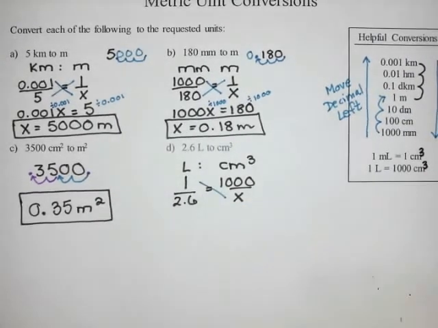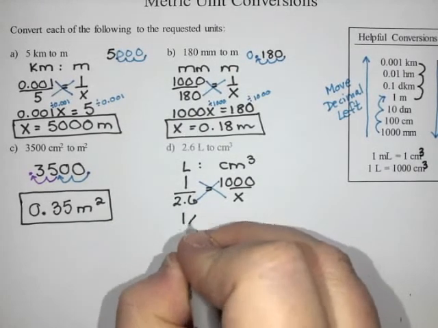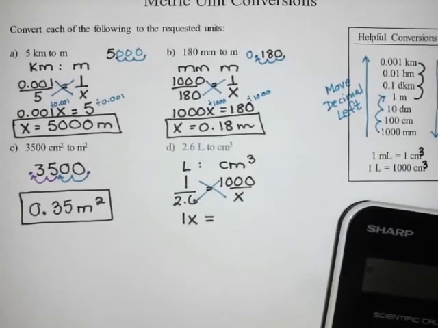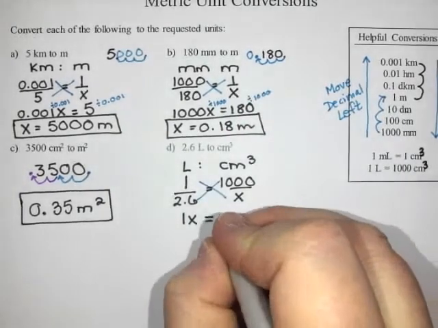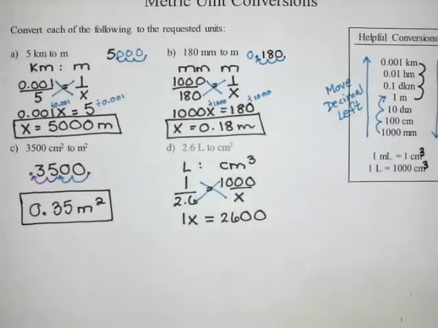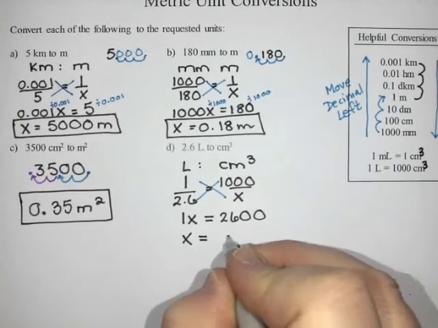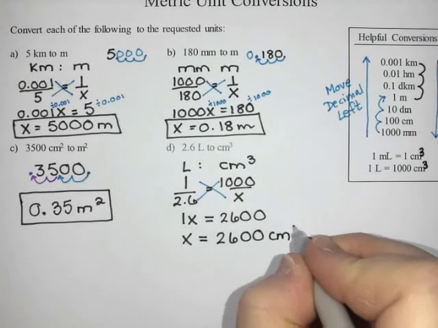So 1 times x is 1x. 2.6 times 1,000 is 26,000. So 1x equals, I don't know if I did that right. Hold on, 2.6. I think I added an extra 0. It is 2,600. Sorry about that. So that means that if I divide both sides by 1, or if that shy little 1 goes into hiding, it is just 2,600 centimeters cubed.